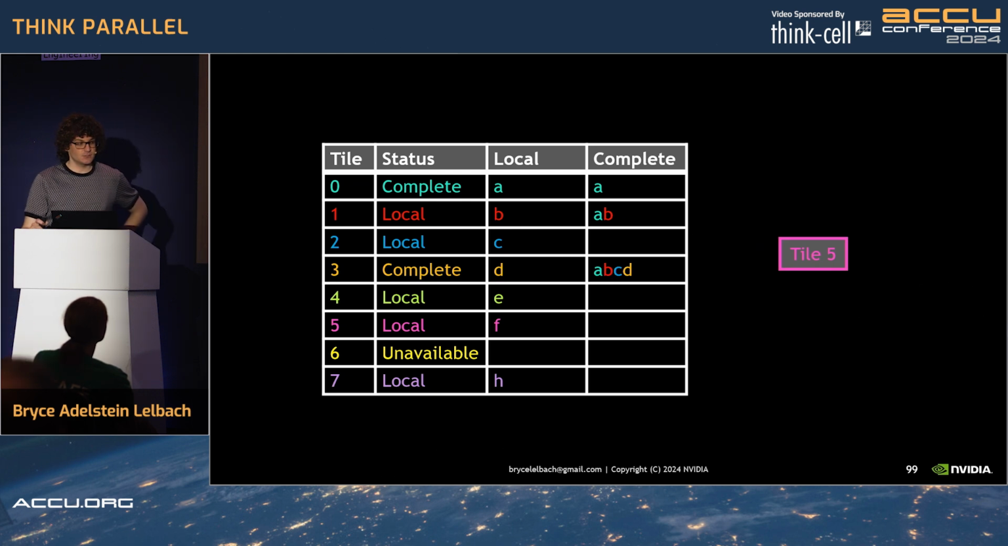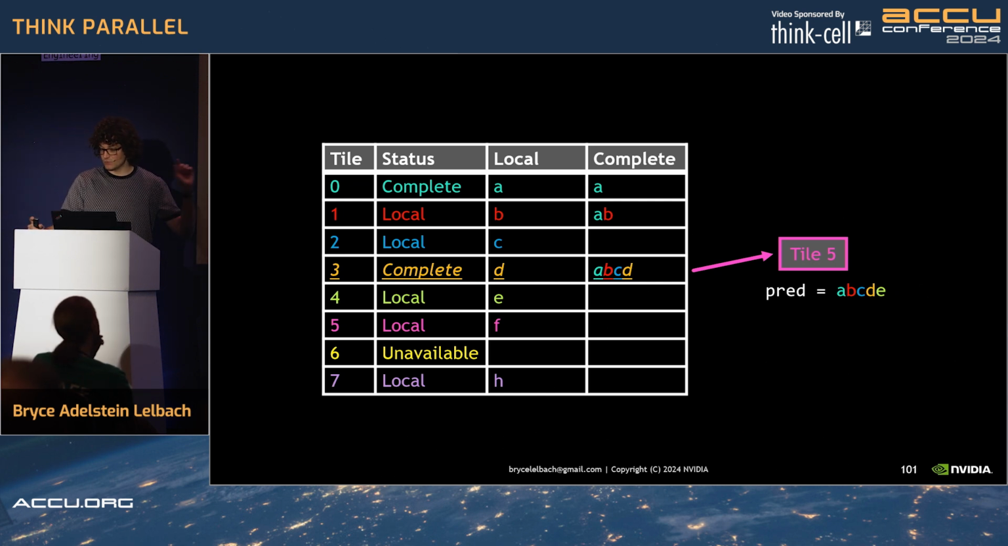Okay, so next let's do tile 5. We start at tile 4, whose state is local, and we sum its local prefix into our predecessor prefix. Then we look at tile 3, whose state is complete, and we sum its complete prefix into our predecessor prefix, and then we're done. We get to finish early here because we found a complete prefix.